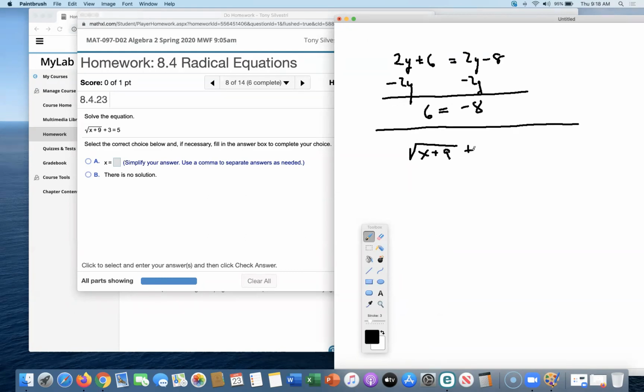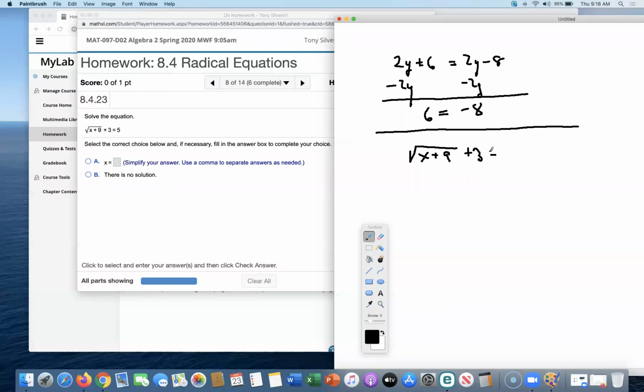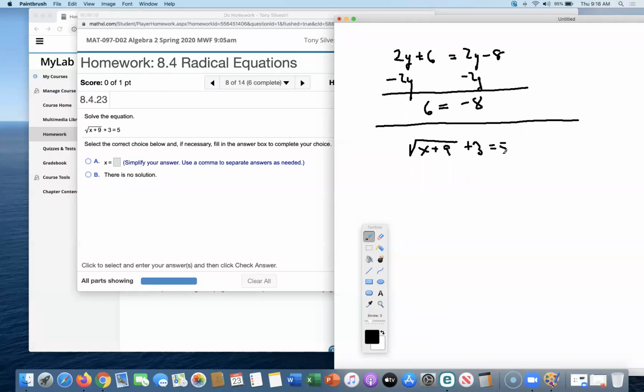Plus 3 equals 5. What's the first thing you're going to do? Subtract 3. What was that? Say it again. Subtract 3. Very good.